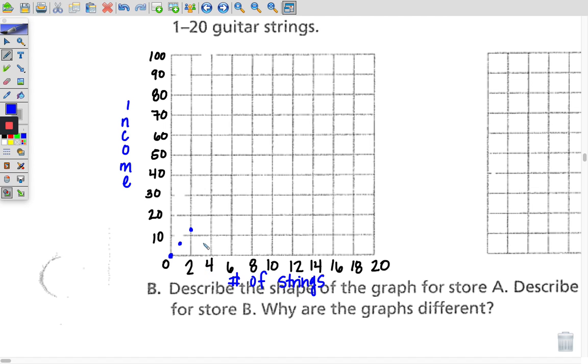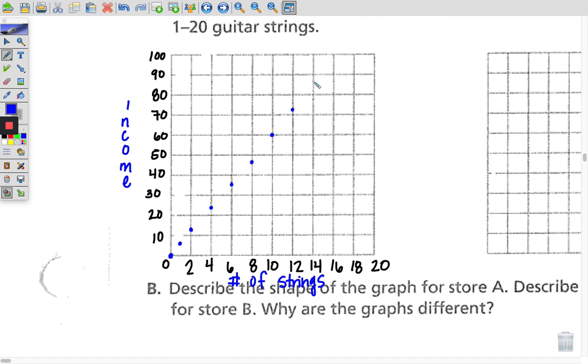And we can just go up and use these lines instead of going the halfway mark. So 4 sets of strings, $24. 6 sets of strings would be $36. 8 sets of strings would be $48. 10 sets would be $60. 12 sets of strings would be $72. See, I'm just multiplying by 6 each time.